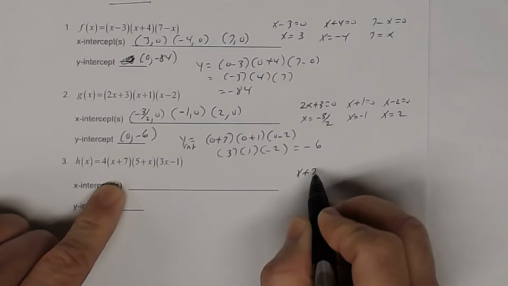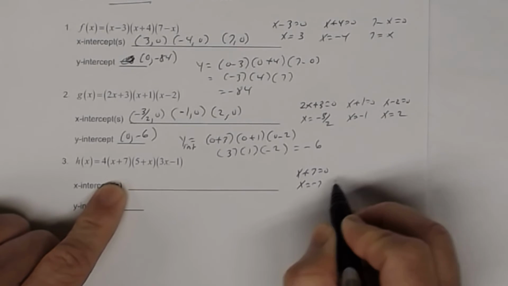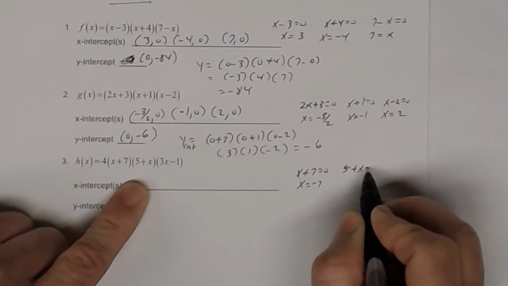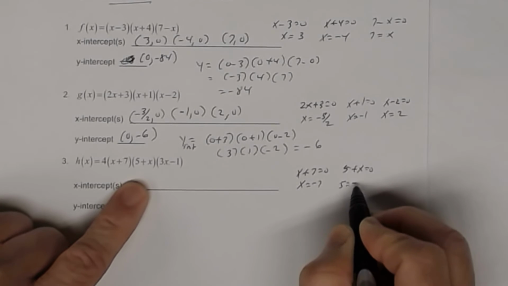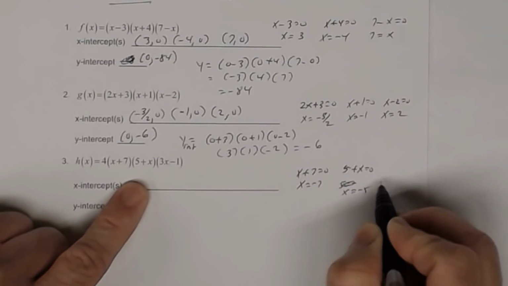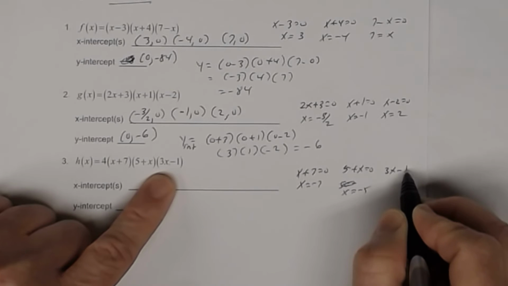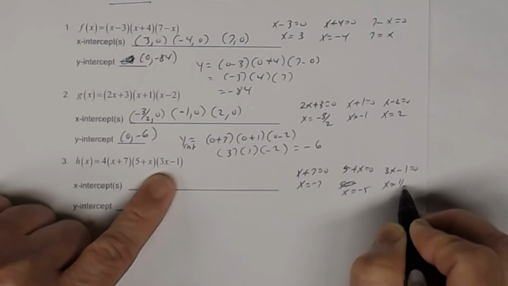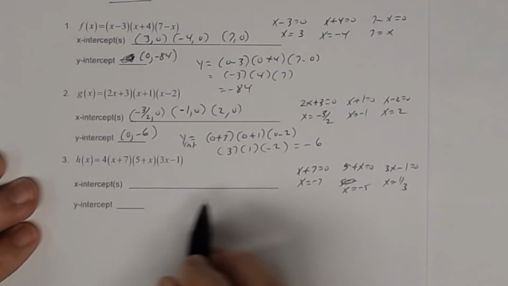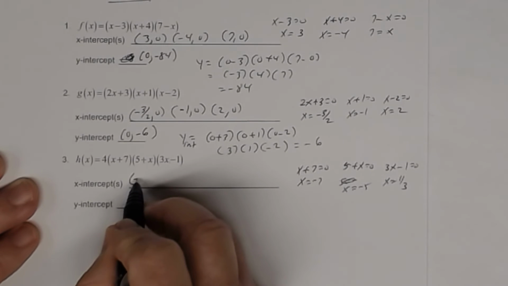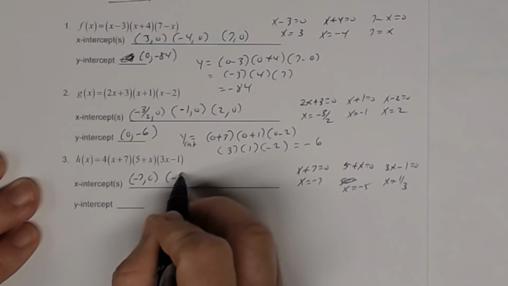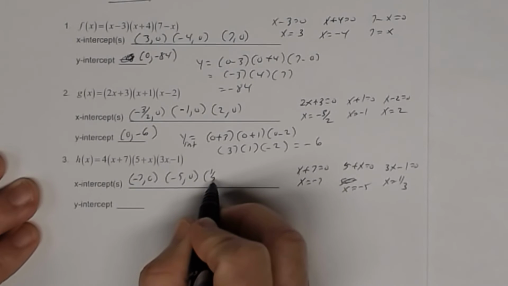So I get x plus 7 equals 0, so x is negative 7. 5 plus x equals 0, so x equals negative 5. And then 3x minus 1 equals 0, so x is 1/3. So your x-intercepts as ordered pairs, you'll say (-7, 0), (-5, 0), and (1/3, 0).